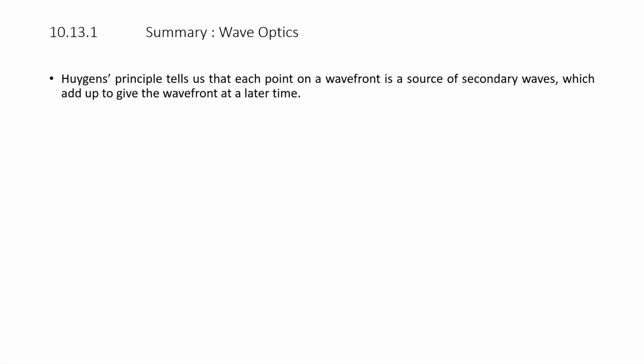Now let us quickly summarize wave optics. Huygens principle tells us that each point on a wavefront is a source of secondary waves, which add up to give a wavefront at a later time. So from a point source, each point acts as a source of secondary waves, and it is called a wavefront.